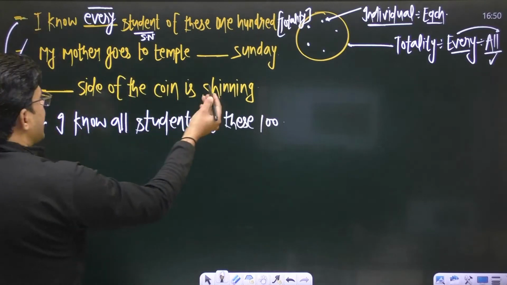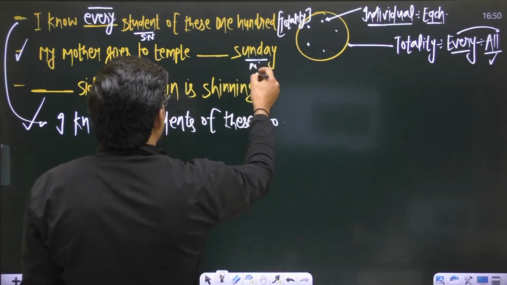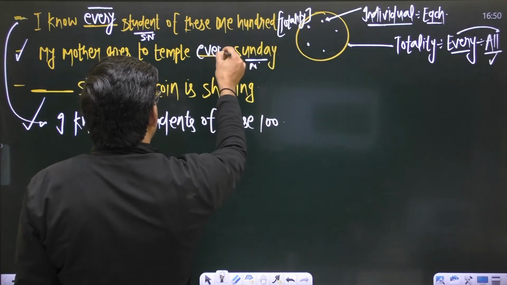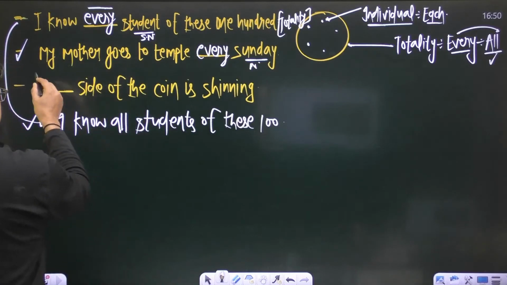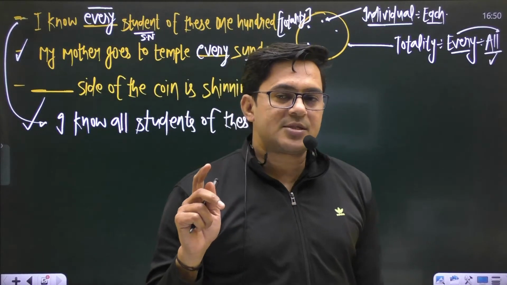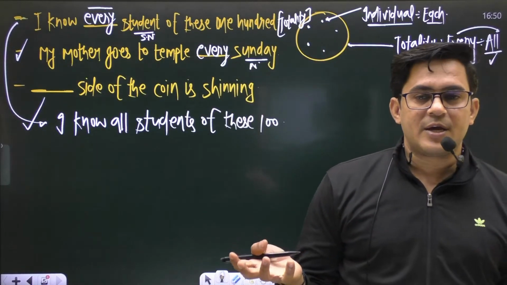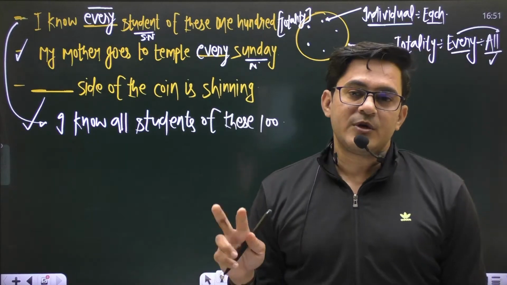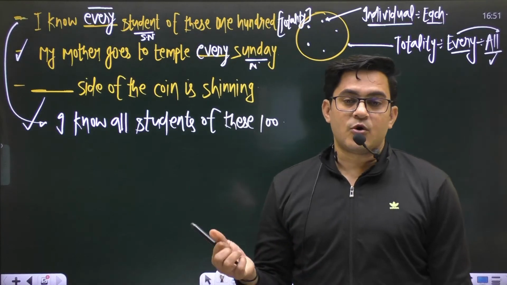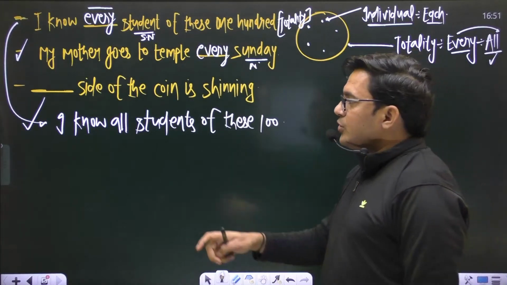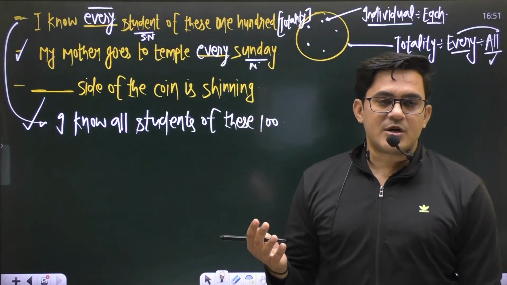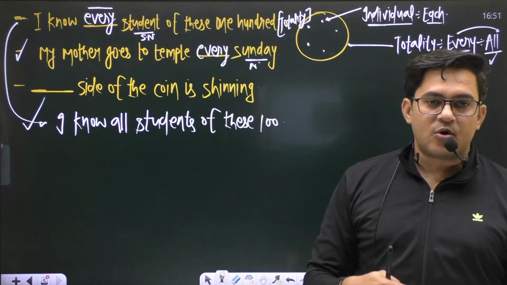My mother goes to temple blank Sunday. This Sunday is a noun, and to show the sense of totality or all, we use every over here. So the meaning of this sentence is my mother goes to temple all Sundays. Every, its another meaning is also all. So either you say I know every student of these 100, or you can say I know all students of these 100. You can say my mother goes to temple every Sunday, or you can also say my mother goes to temple all Sundays.